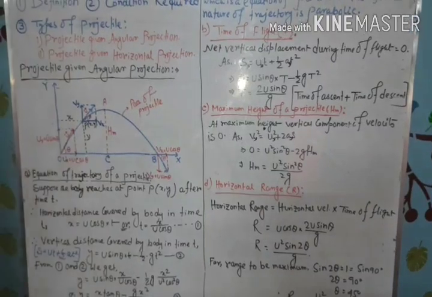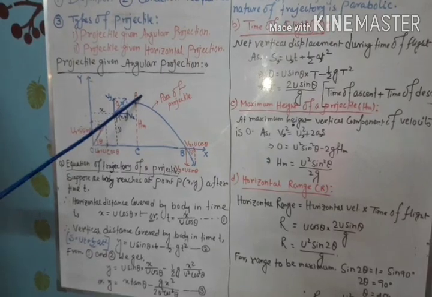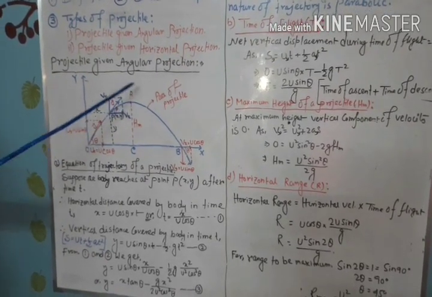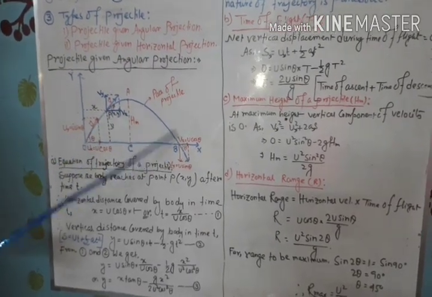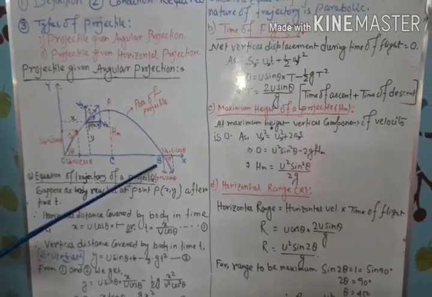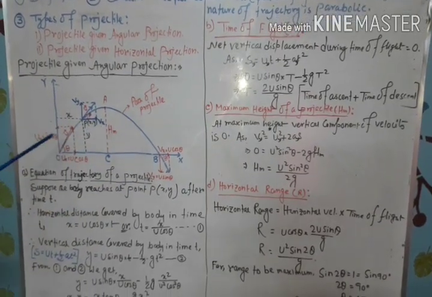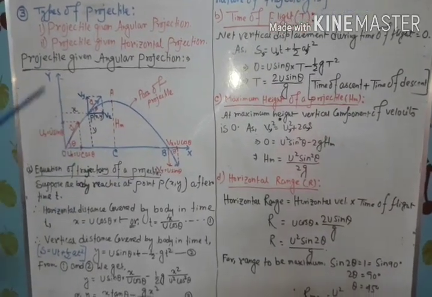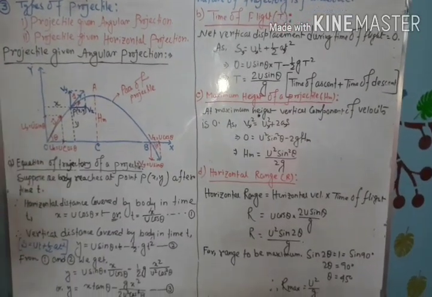What do you mean by time of ascent? See the diagram. From the point O to A, the projectile moves in the upward direction and the time taken by the projectile is called time of ascent. From A to B, the object moves in the downward direction and the time taken to go from A to B is called time of descent. Okay, clear? As the paths from O to A and A to B are similar, therefore time of ascent equals time of descent. Clear? You have to remember this.